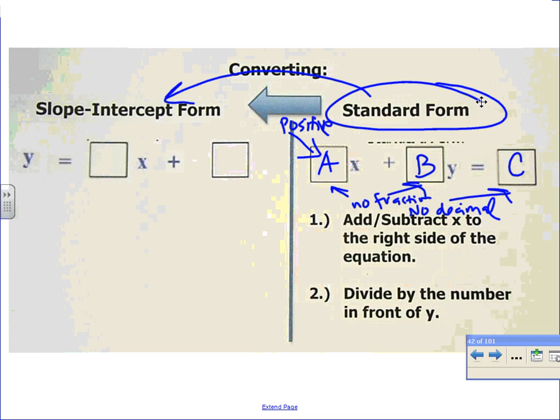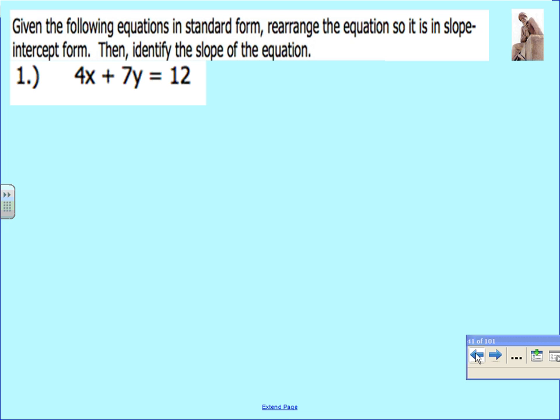Okay, so let me now flip back to the first example. Let's use those steps. First thing you want to ask yourself before converting to slope-intercept form is this in the correct standard form? Well, it is. It's in ax plus by equals c. None of these are fractions or decimals. Okay? So we can go right to our steps and follow the steps that you just wrote down. Step 1, add or subtract the x to the right side of the equation. So to get 4x to the other side, we have to do the opposite. So we have to subtract it. So minus 4x on both sides.